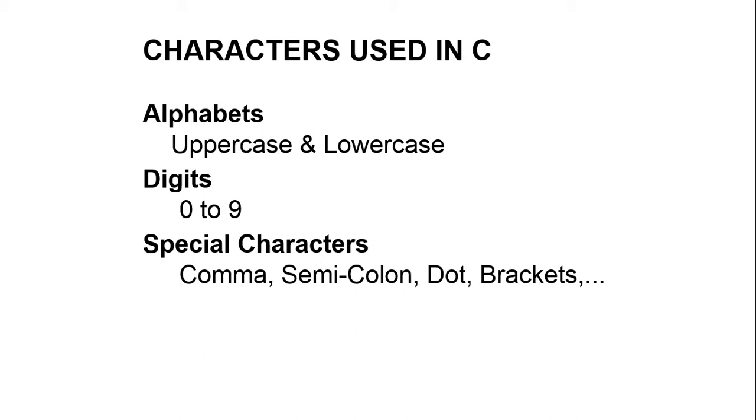So all this combination is called the program. If I want to write any program, I have to use numbers, alphabets, and the comma, semicolon, dot, everything. The combination of these parts is called the character set.